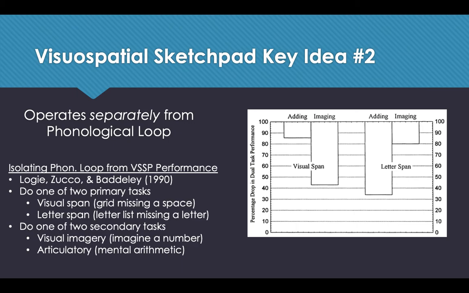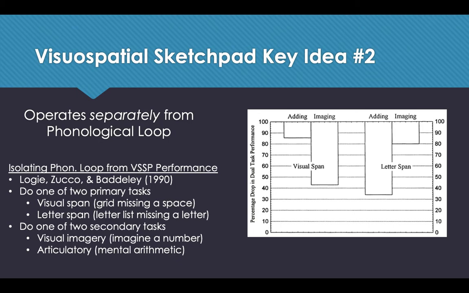At the same time, participants were asked to do one of two secondary tasks. They either completed a visual imagery task in which they were asked to imagine a number, or they were asked to complete a more articulatory task and complete mental arithmetic, kind of like what we did a few slides back.